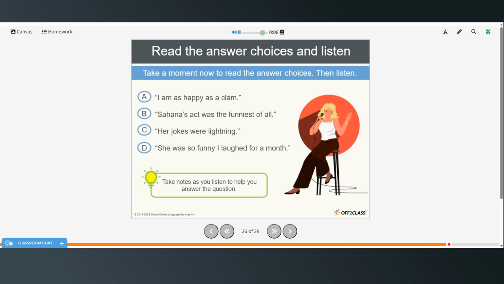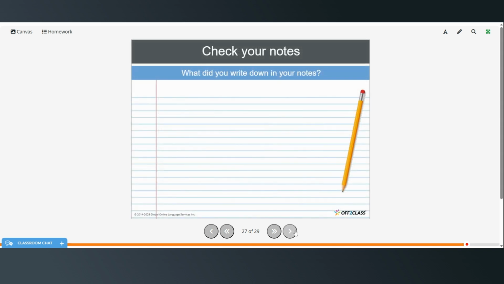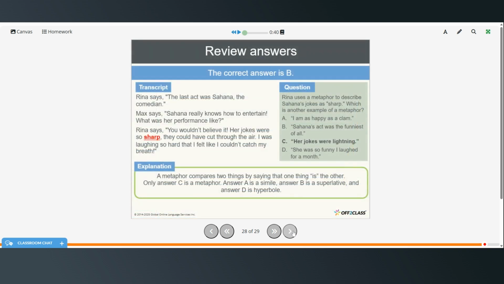Rena uses a metaphor to describe Sahana's jokes as sharp, which is another example of a metaphor. Okay, now check your notes. So the correct answer is B.